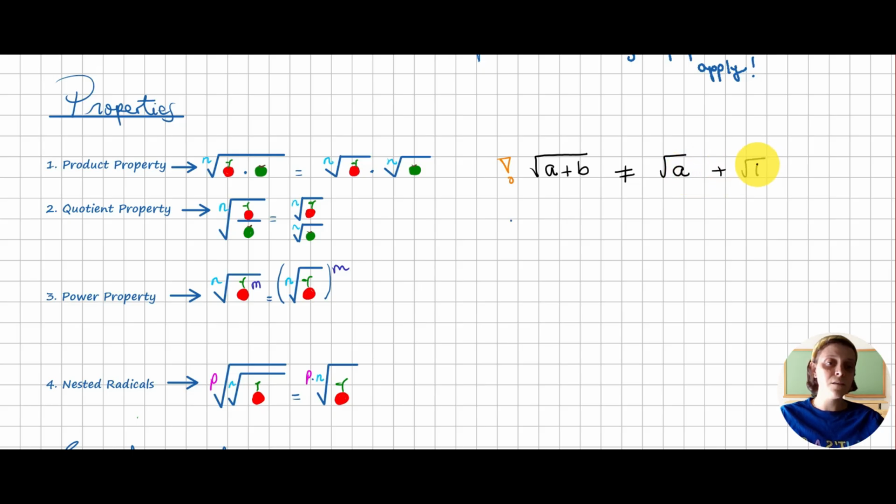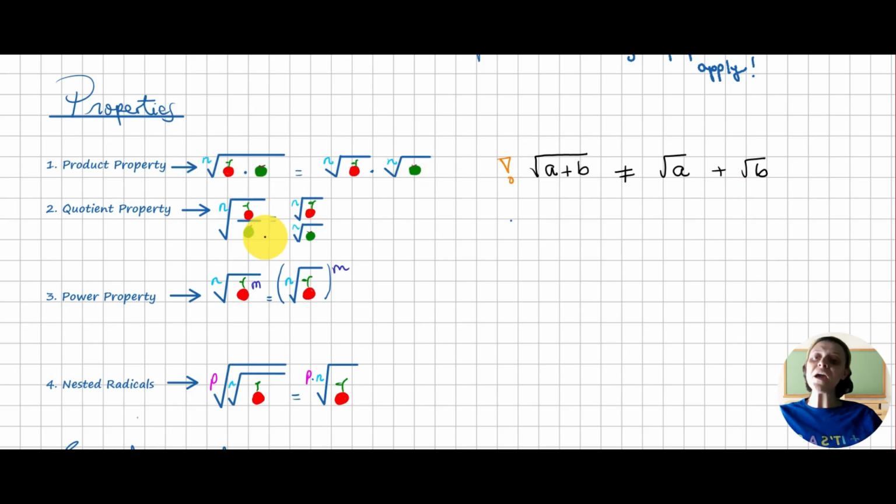This is not correct, okay? Because remember that the root is a power, okay? And powers do not work this way, okay? When we do exercises, we're going to explain it thoroughly, but for now, just keep this in mind whenever you need to apply the property. The property is for the product, okay?